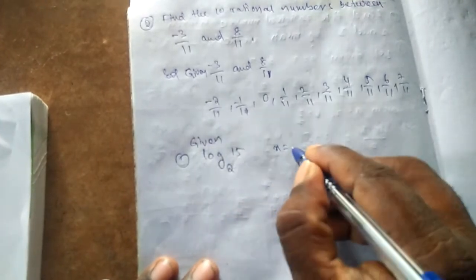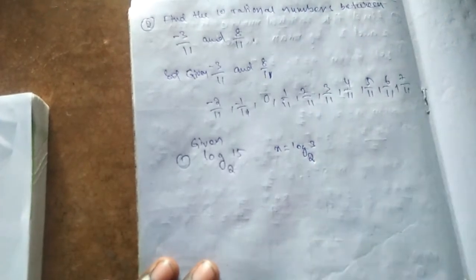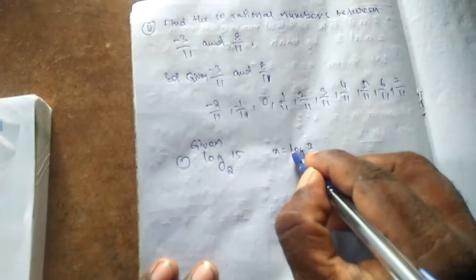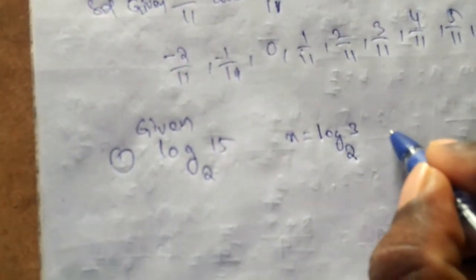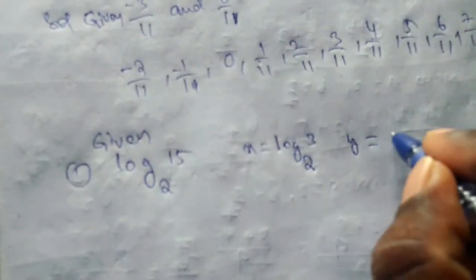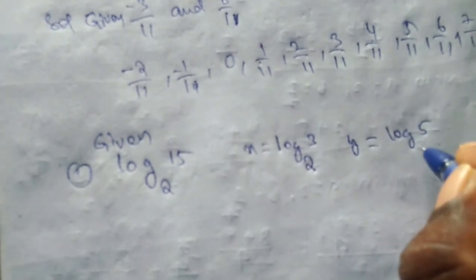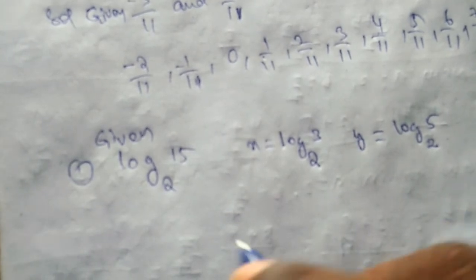x is equal to log 3 base 2, and y is equal to log 5 base 2. Okay.